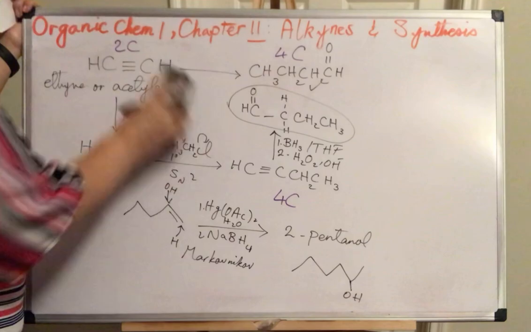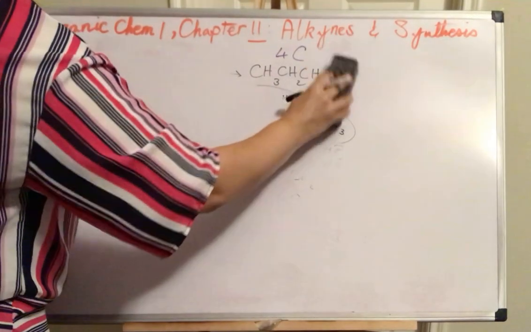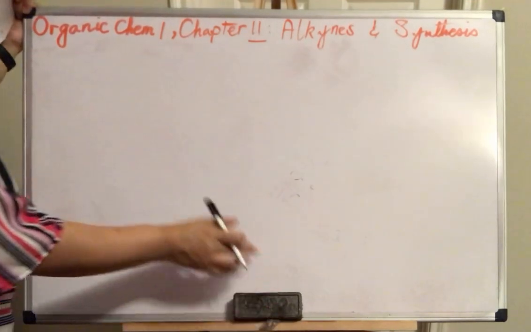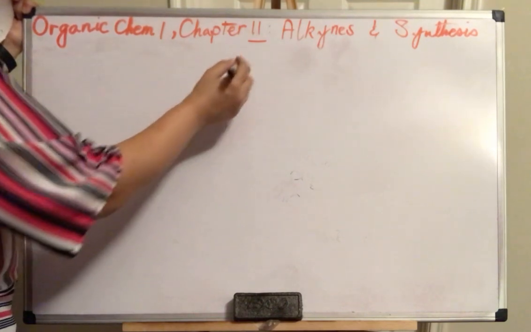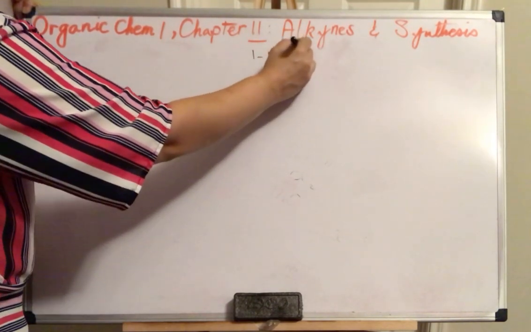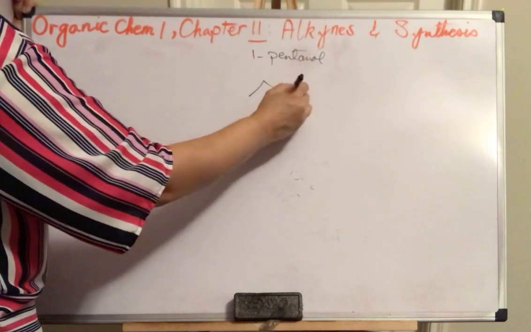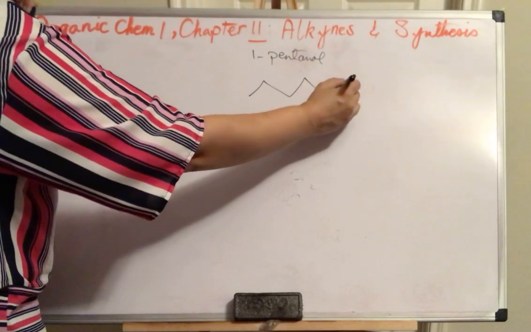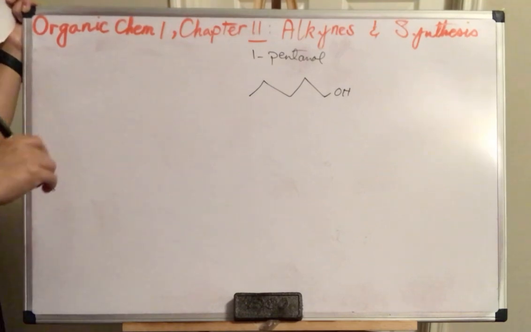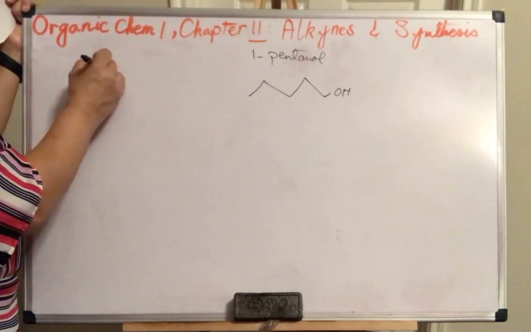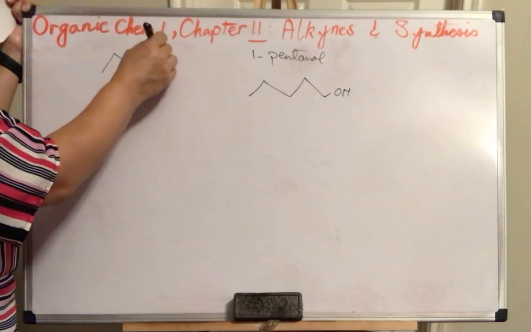Two more practices before we finish this chapter. Next one is synthesize 1-pentanol from a hydrocarbon. In the previous example we had 2-pentanol. Now we have 1-pentanol, 1, 2, 3, 4, 5. This is the 1-pentanol. And again, it's OH, it's not a carbon-oxygen double bond. So let's consider a 5-carbon hydrocarbon, which is an alkene, 1, 2, 3, 4, 5.